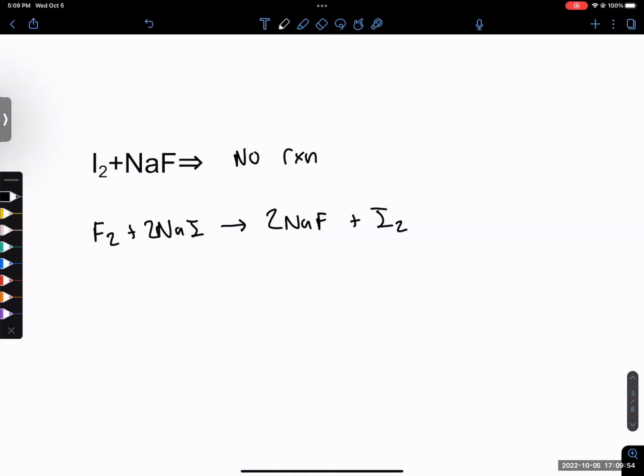Okay, so again, when you look at your periodic table, on the right side, fluorine's at the top, that's the most active, and then it decreases as you go down. So that's something to keep in mind, the activity series of the halogens. Okay.